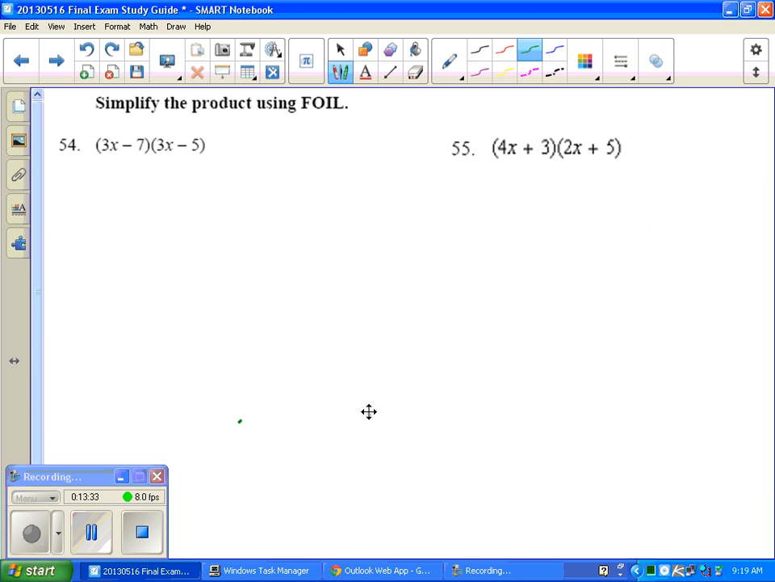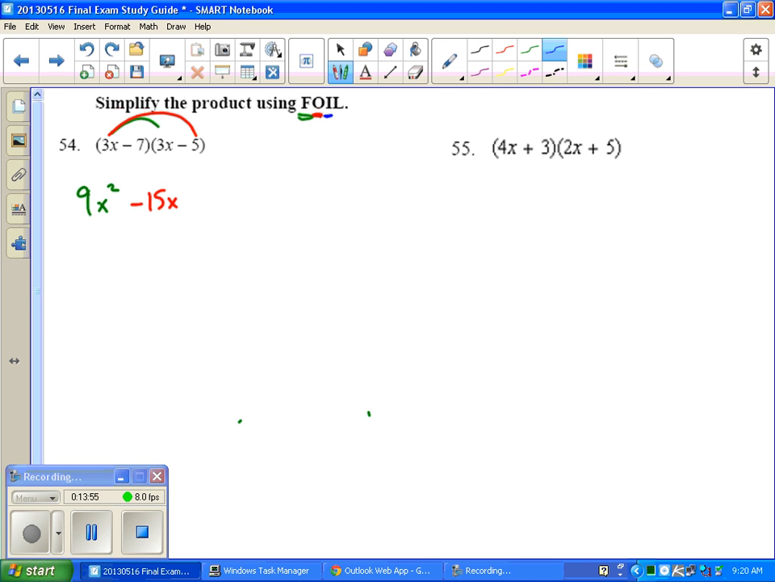Then we start FOILing 3x minus 7 times 3x minus 5. F tells us to do the first terms. 3x times 3x. 3 times 3 is 9. X to the 1 plus 1 is x squared. The next one, O, tells us to do the outer terms. 3x times negative 5, the things that are on the outsides. 3 times negative 5 is negative 15x.